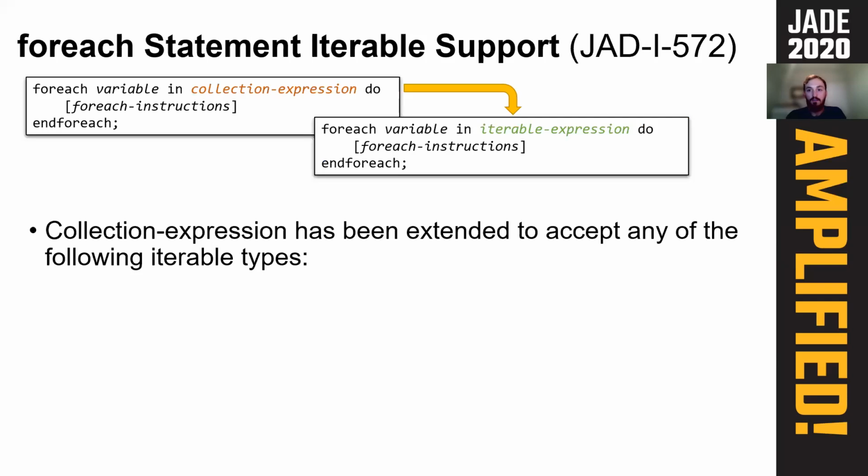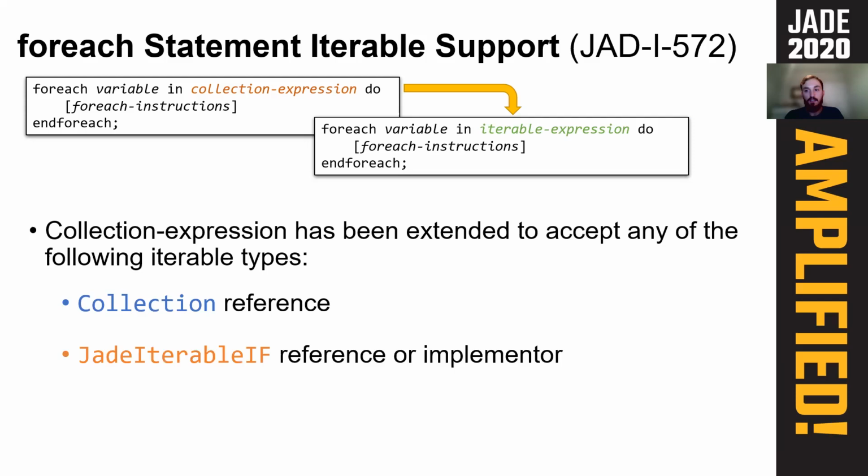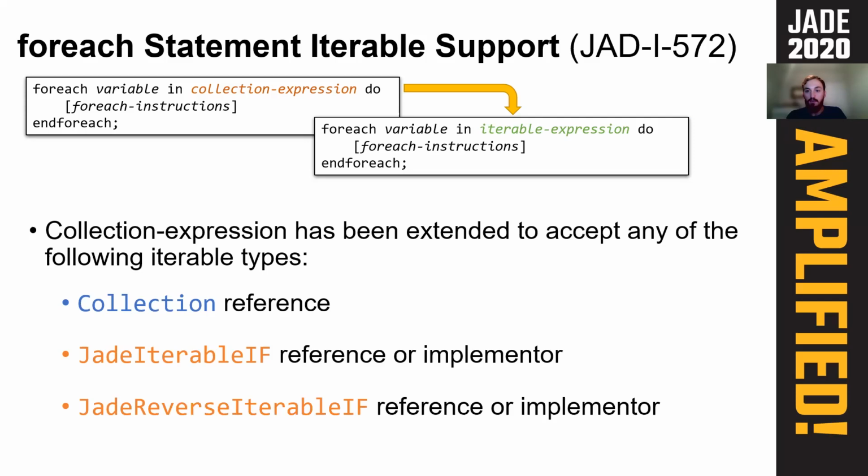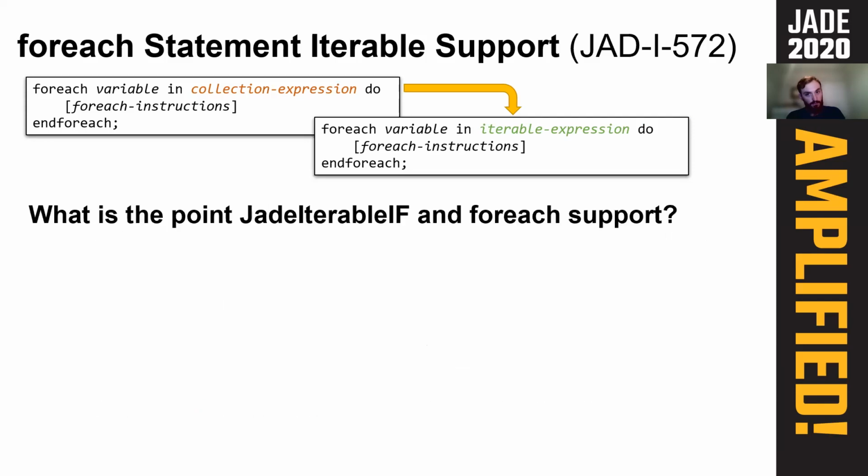In addition to the new iterable interfaces, we've also extended the foreach statement grammar to support these new interfaces. Essentially, this means that in addition to accepting any collection reference, it will now also accept a JADE iterable interface reference or any implementer. And by extension, we'll also accept the JADE reverse iterable reference or implementing class.